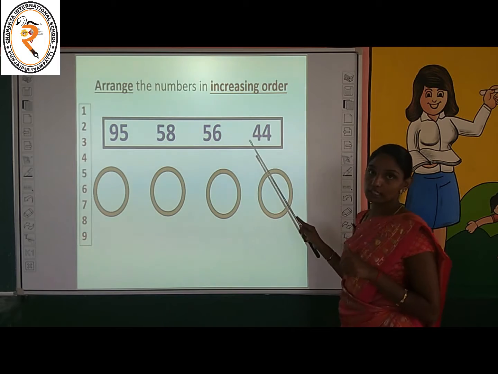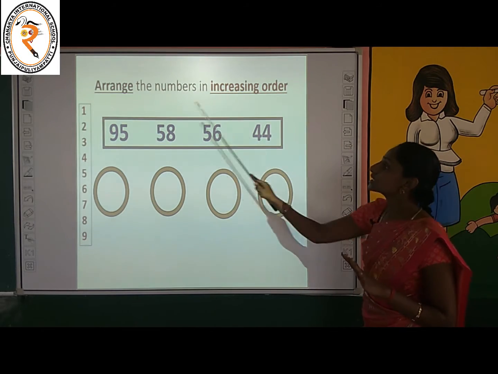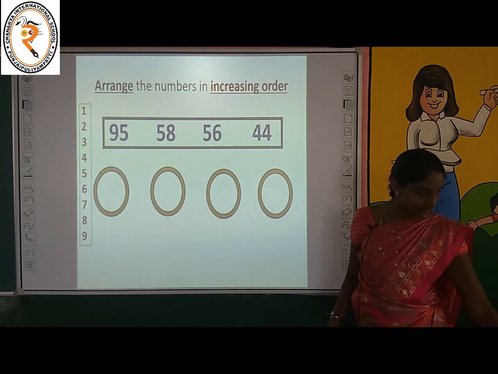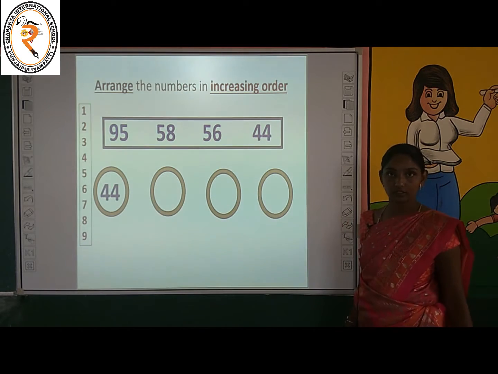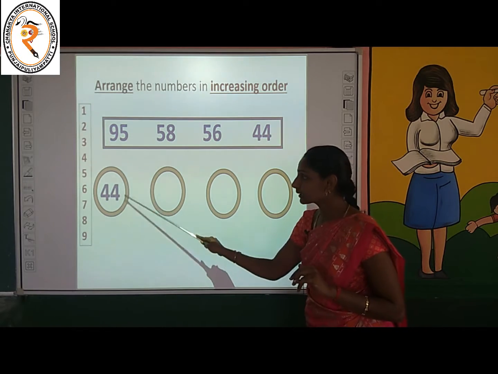4 is the smallest number. That's why we can conclude that 44 is the smallest of all these numbers. Right, in the first circle. Okay. Next we have to find what is the next bigger number than 44.